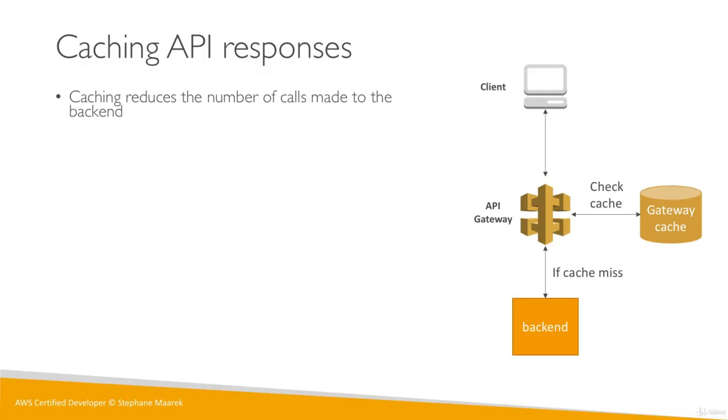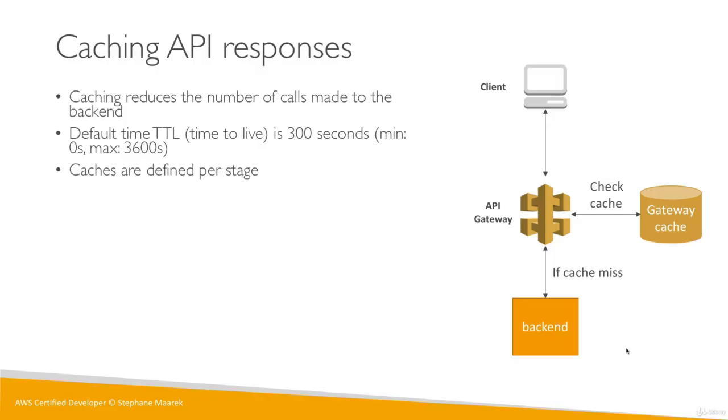And so by using a cache, we reduce the number of calls made to our backend, which could really help with our latency. The default time to live in the cache is 300 seconds, so that's 5 minutes, and you can set it between 0 seconds and 3600 seconds, which is 1 hour. The caches are going to be defined per stage, so we can have a dev cache, a prod cache, and we can have the cache being bigger in prod than in dev, obviously.